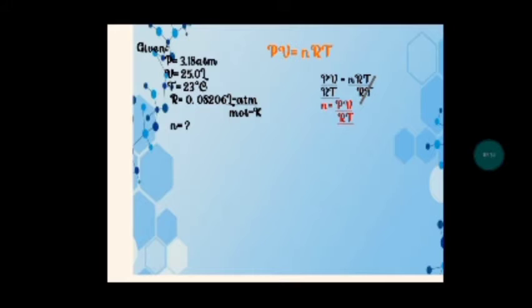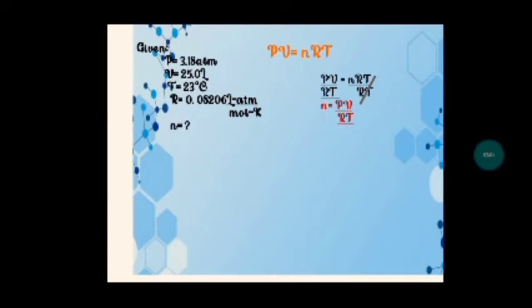Before we go on to the solution of the problem, we first list down the given. Our given is the pressure, which is 3.18 atm, our volume, 25.0 liters, and the temperature, which is 23 degrees Celsius. And the ideal gas constant, which is 0.08206 liter atm over mole Kelvin. So, we're looking for the number of moles.